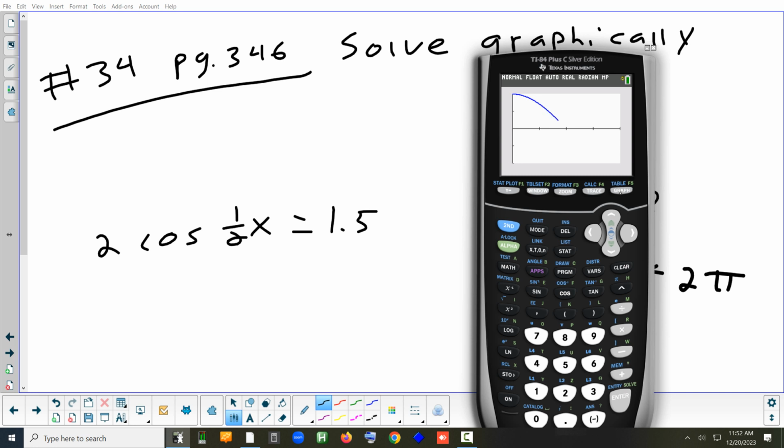I should have adjusted my window, but it's okay. It'll work. And because of this 1/2, you've stretched the graph horizontally, so you're not going to be able to get the second answer on the screen. If you compressed it back, you would. But you're only going to get one answer this time. And it's 1.45.